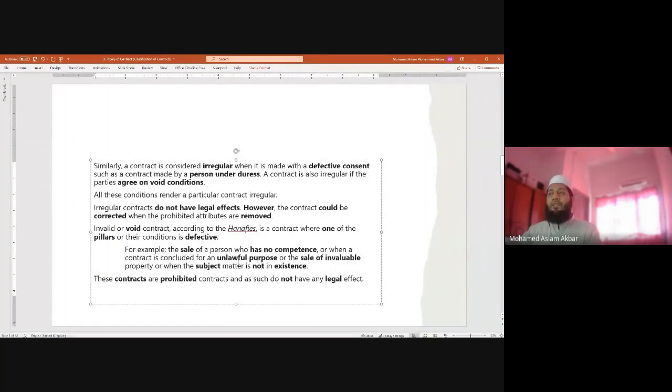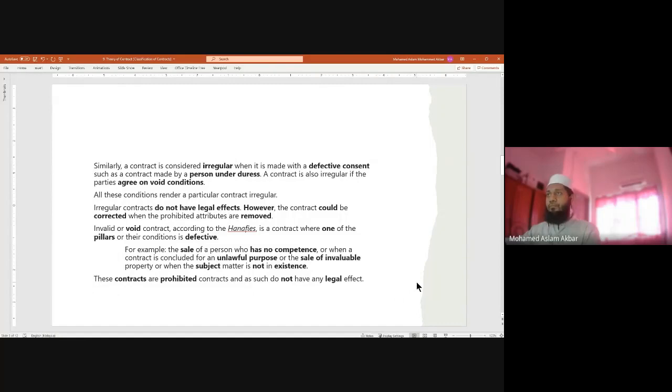If there is no legal capacity, then of course this is what we call void and invalid, like everybody else. For example, the sale by a person who has no competence, or when a contract is concluded for an unlawful purpose, or the sale of invaluable property, or when the subject matter is not in existence. So in these circumstances, of course, like everybody else, Hanafi also says invalid. These contracts are prohibited contracts, and as such do not have any legal effect. Okay. Any questions?